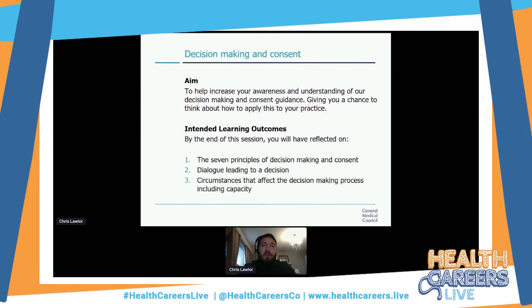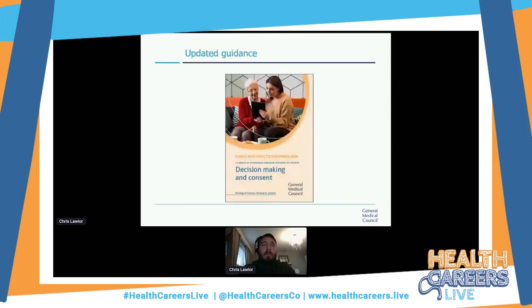So hopefully during this session, we're just going to introduce the new consent guidance. And as I say, it is the most recently updated piece of GMC guidance. It isn't actually live yet, but hopefully we're going to increase your understanding and awareness of this new piece of guidance. We'll talk about some of the key changes that you would need to be aware of. And we'll just have a discussion, hopefully, about what that means to you as either medical students or currently practicing doctors, or perhaps if you are thinking about a career as a doctor in the future, what this guidance might mean to you.